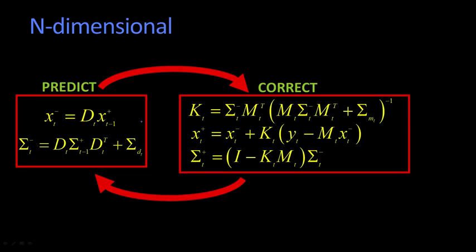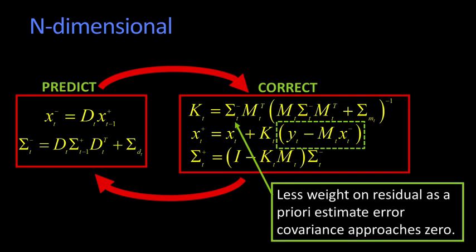And then your correction looks like the things on the right. The thing for you to notice here is, you see the quantity in the green box? This is the residual right there. And you're multiplying it by this Kalman gain matrix. And the Kalman gain matrix has less weight on the residual as the prior covariance estimate approaches 0. It's hard to say what it means for covariance to go to 0, but let's talk about its trace.